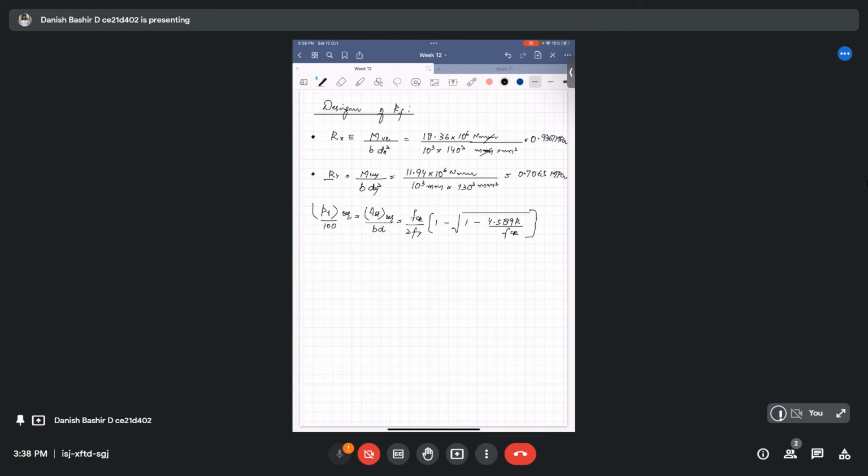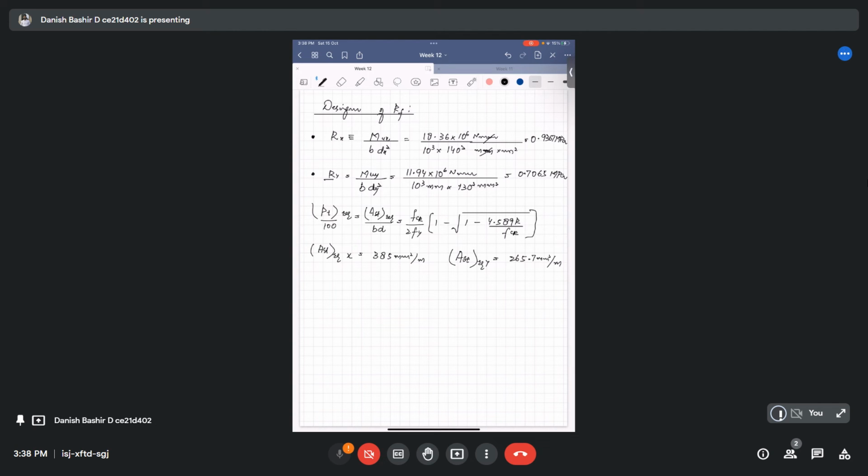So I will plug in all the values for Rx and Ry, and fck and fy are constant along both the directions. So I will get Ast required along x as 385 millimeter square per meter, and along y, I am doing it simultaneously, Ast required along y is equal to 265.7 millimeter square per meter.